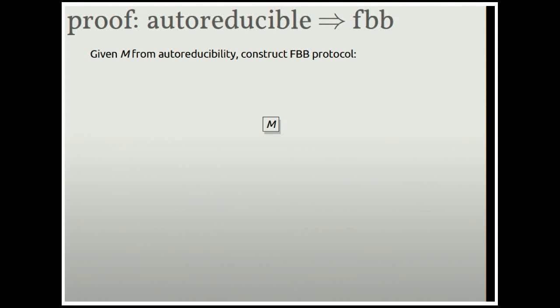So I'm given an oracle machine from the definition of auto-reducibility. What does that mean? It takes in x, y. It queries its oracle. It makes left queries and right queries. And at the end, it outputs f of x, y. I want to use this oracle machine to construct a protocol that uses F as a black box.